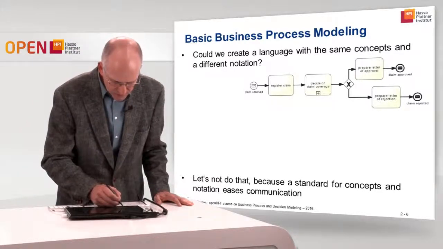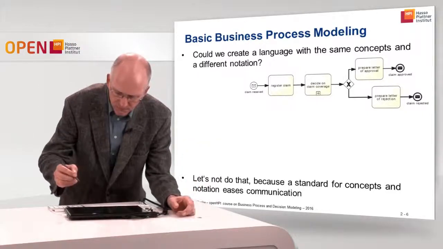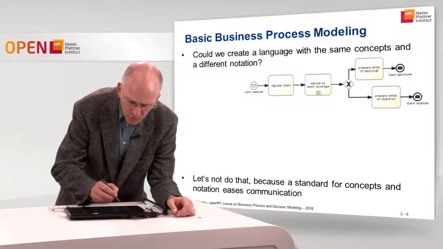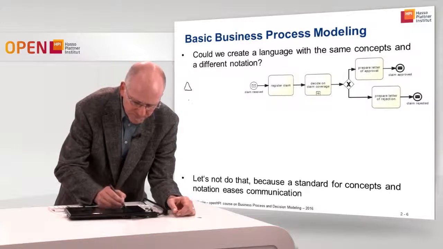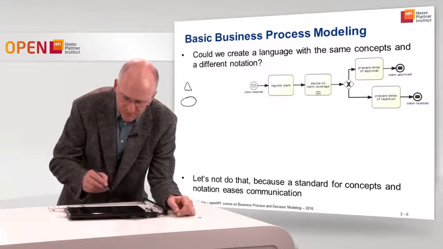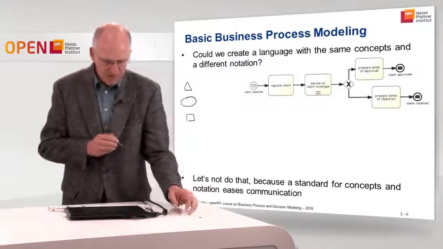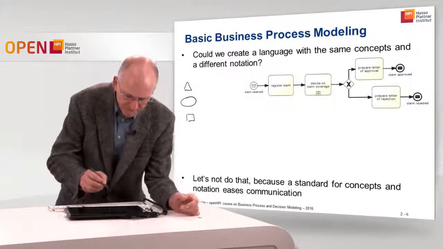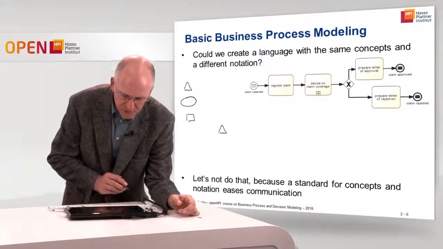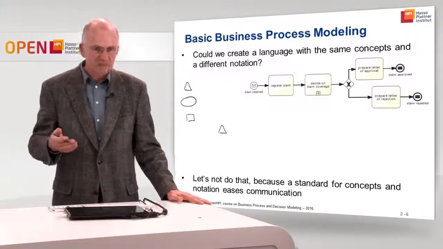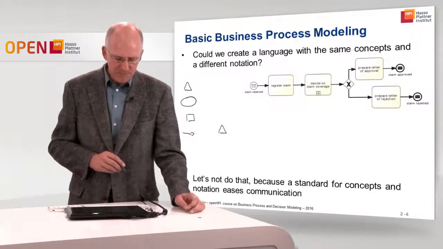Okay, so let's try to do that using the pen. We could say that we use the triangle for an event, this ellipse for an activity, and this box for a decision. Then we could draw the same process model in a different notation, so it has the same concept, the same abstract syntax. These are the three elements that we have here, plus the sequence flow. Let's do the sequence flow the same as before.